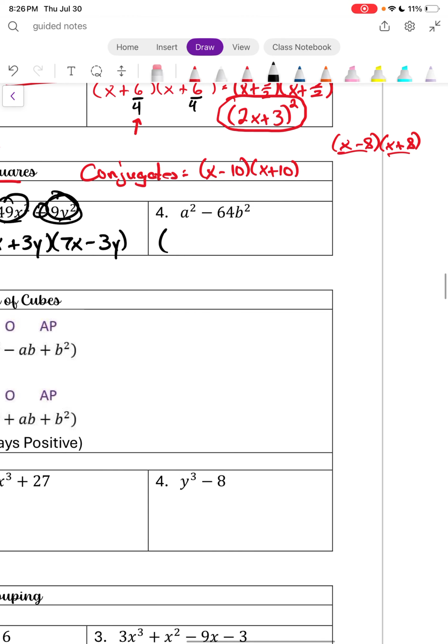Last one. Two sets of parentheses. A times a multiplies to give you the a squared. Plus times minus will multiply to give you a negative. 8b times 8b multiplies to give you a 64 and a b squared.